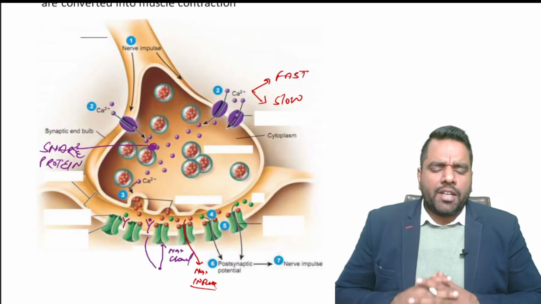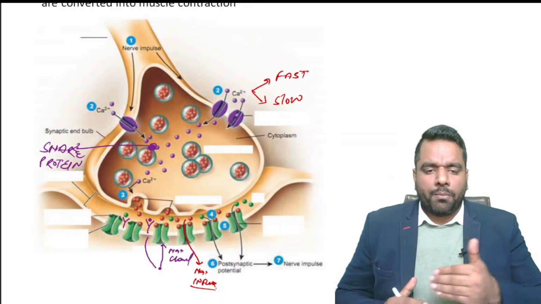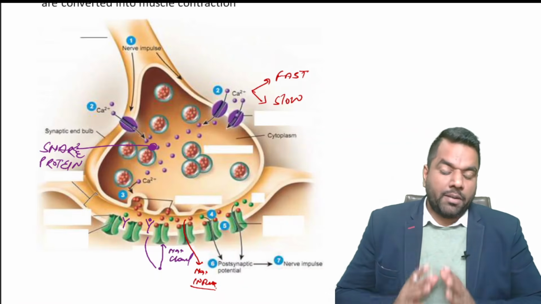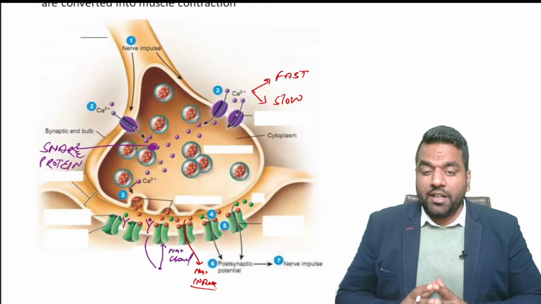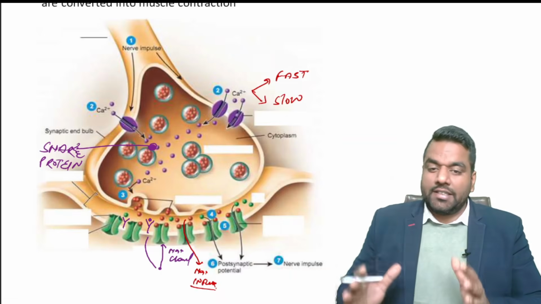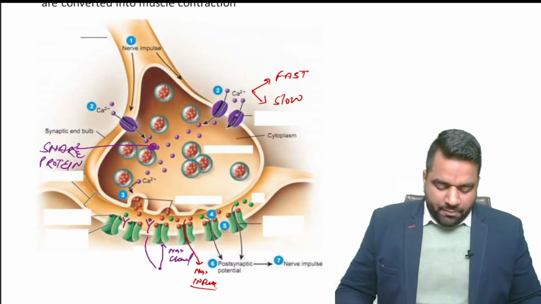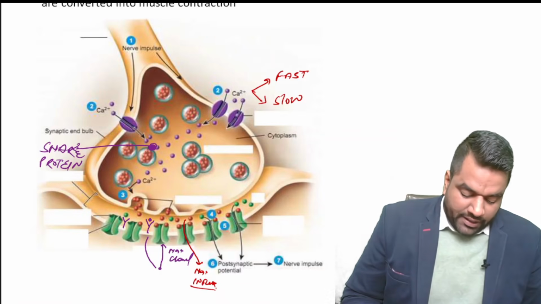Most exams ask the step-by-step approach: what is the proper sequence, what is true, what is the exception. Such types of questions may be asked in your various examinations. So guys, please remember all this step-by-step functioning of the neuromuscular junction. Please pay attention. What are the different pathological conditions?